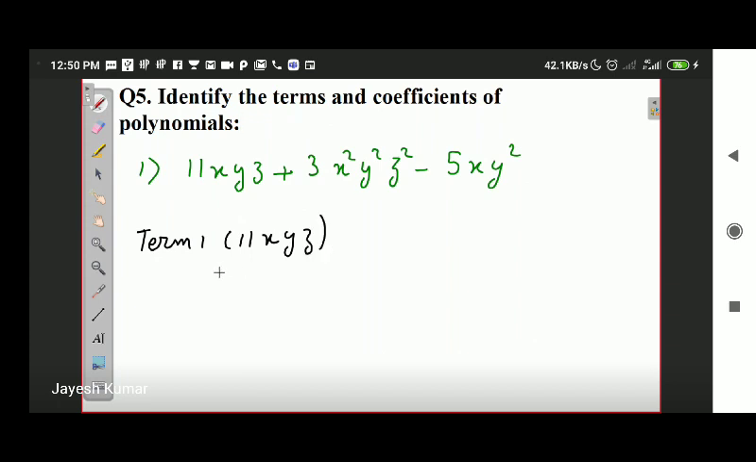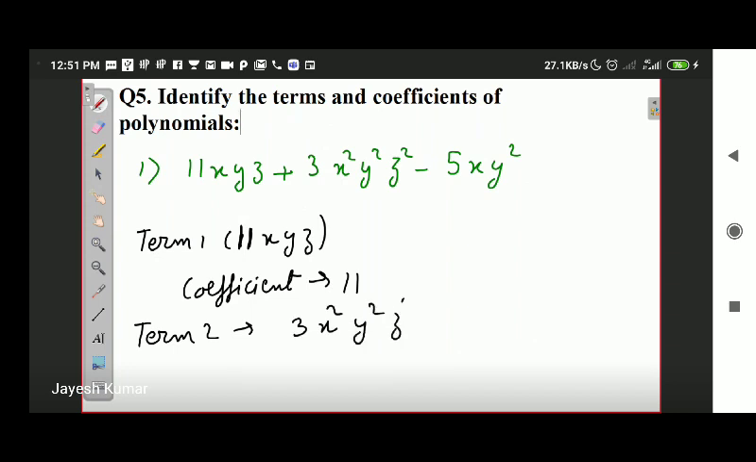The coefficient here is the constant part. What constant is being multiplied with the variables? That is its coefficient. Let us take term 2. Term 2 will be 3x square y square z square. So x, y, z are all variables. So what will be the coefficient? Coefficient of this expression will be 3.